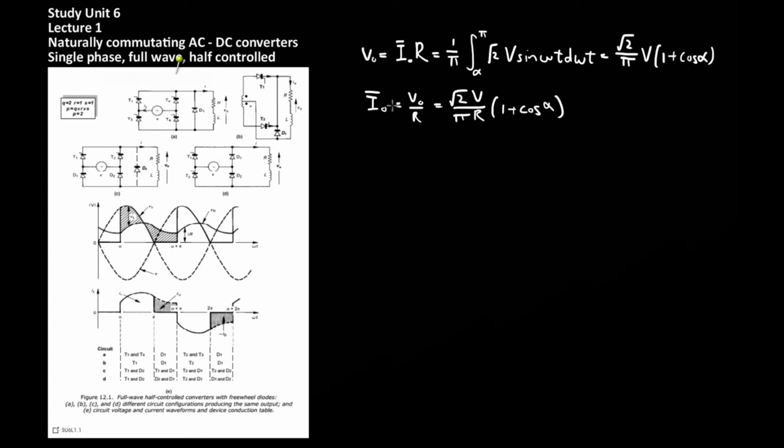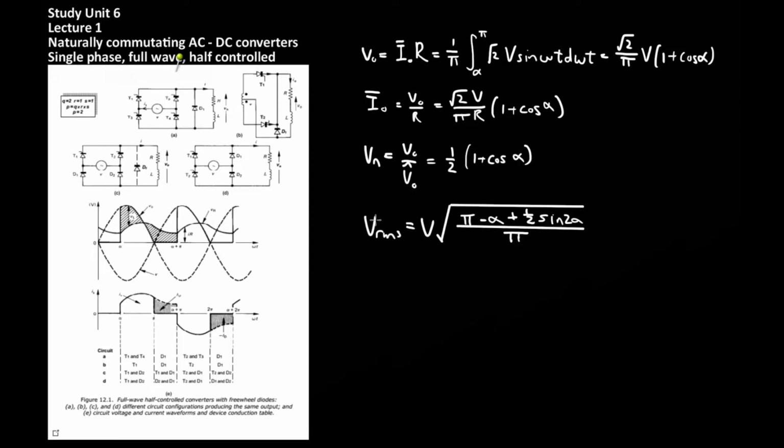To get current, the output voltage is simply divided by the resistance R, and you get a similar expression with R in the denominator. And here the output current is determined by alpha, the switching angle, and the resistance in the load. Alpha is also sometimes referred to as the delay angle at which switching occurs. Finally, the RMS voltage at the output is V multiplied by the square root of (pi minus alpha plus a half sine 2 alpha) over pi. This half sine 2 alpha comes from a half angle formula from this cos alpha over here.